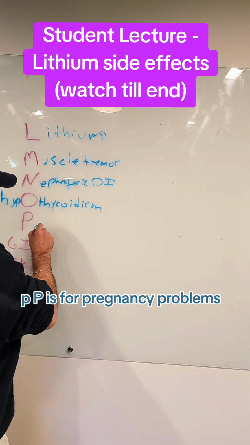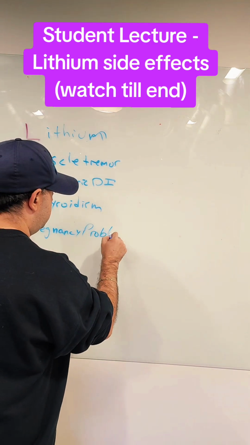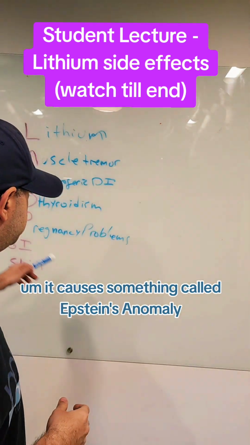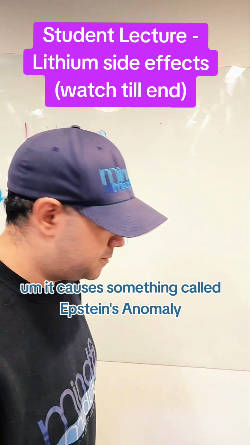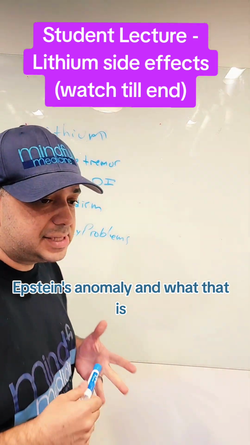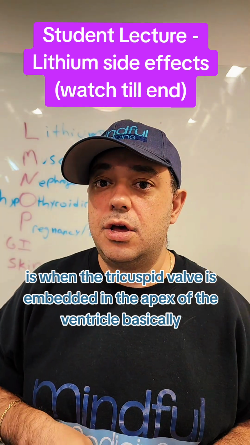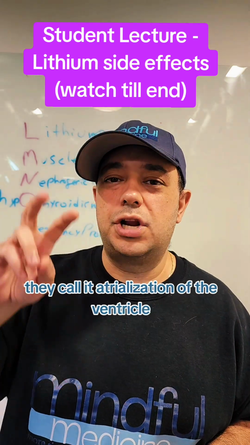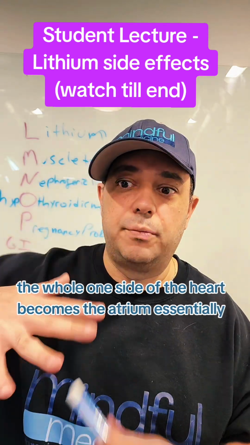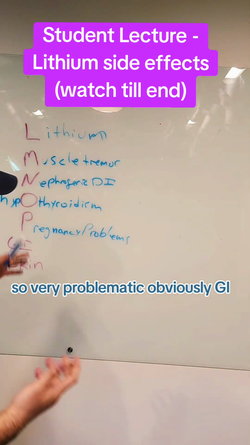P. P is for pregnancy problems. You really want to avoid lithium in pregnancy. Really, you shouldn't use it in somebody who wants to get pregnant. It causes something called Ebstein's anomaly. And that is when the tricuspid valve is embedded in the apex of the ventricle, basically. So you get what's called, in the cardiology world, atrialization of the ventricle, which means the whole one side of the heart becomes the atrium, essentially. And it's not compatible with life, usually. So very problematic, obviously.